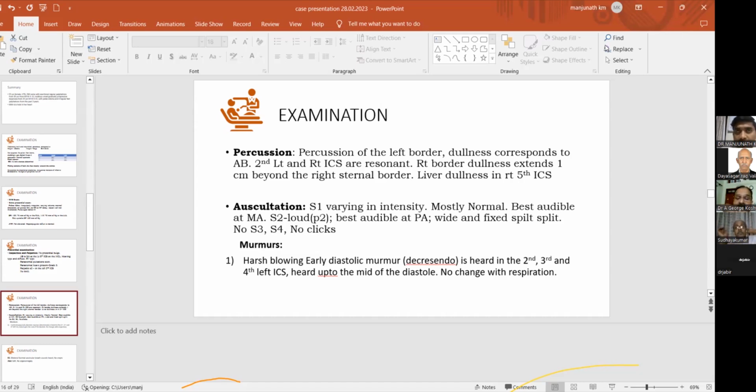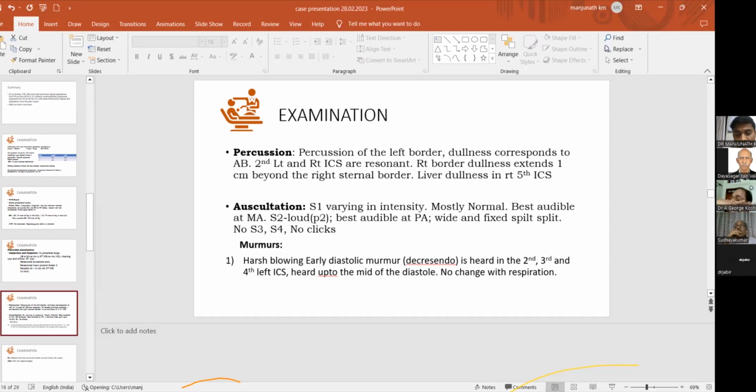Sir, hearing a split both in inspiration and expiration. And your definition of fixed split? The distance between the sounds A2 and P2 will be wide and equal in inspiration as well as expiration. So now what is the implication? What is the implication of a split second heart sound in a patient who is cyanotic and clubbed?